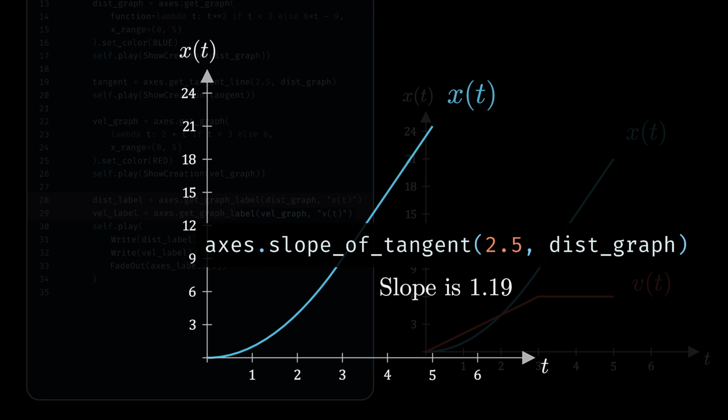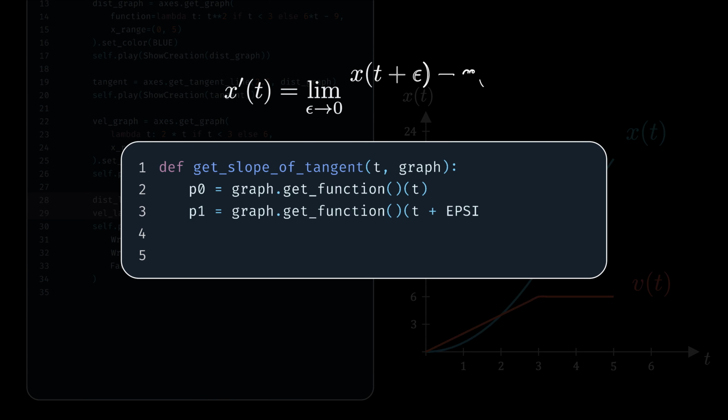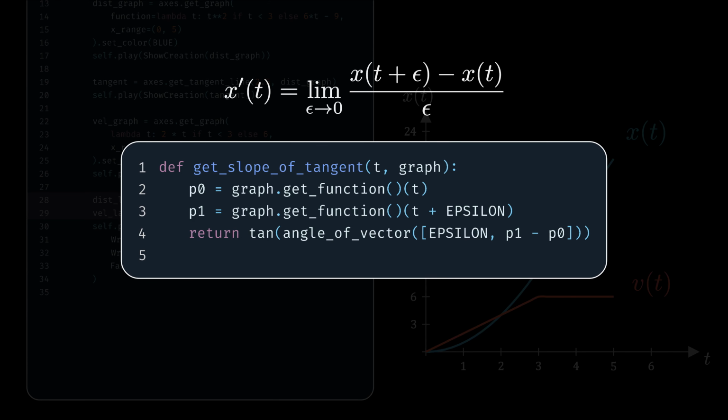Well, this discrepancy is not exactly a bug, as this value of slope 1.19 is used to render the tangent line perfectly in the visual context. To circumvent this, we can find the slope using the first principles of calculus, with the epsilon in the code set to 10 raised to the power minus 8.